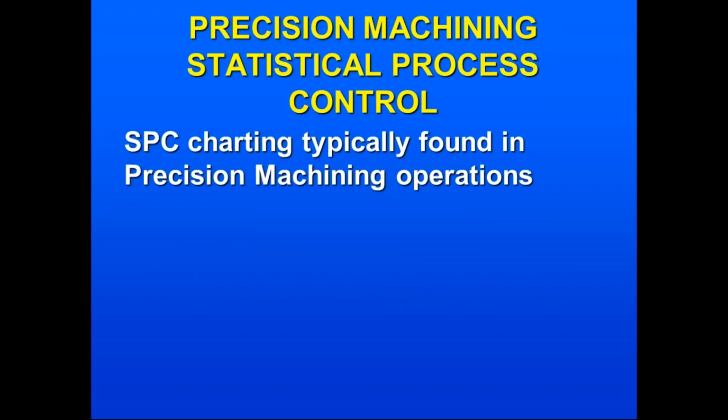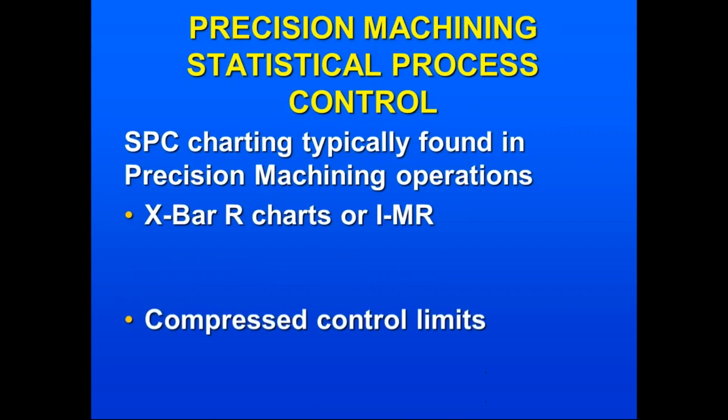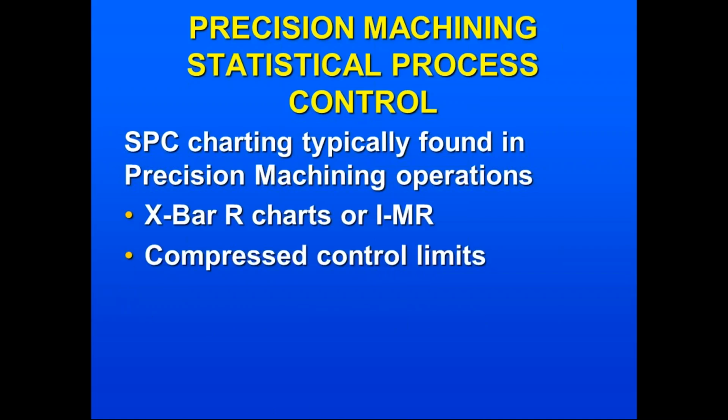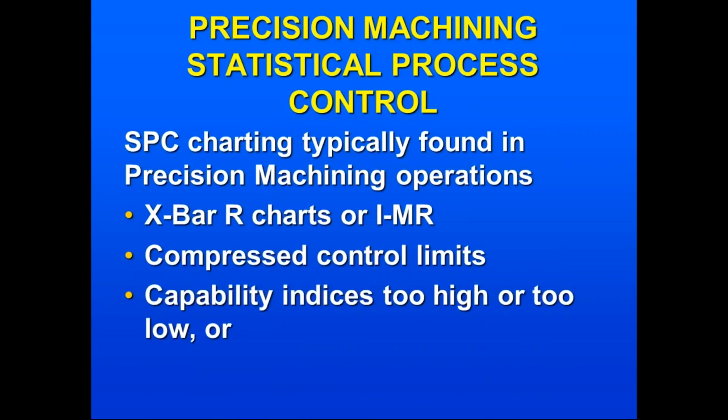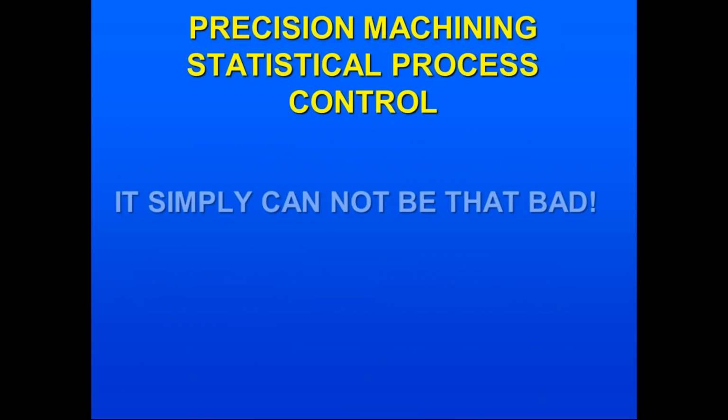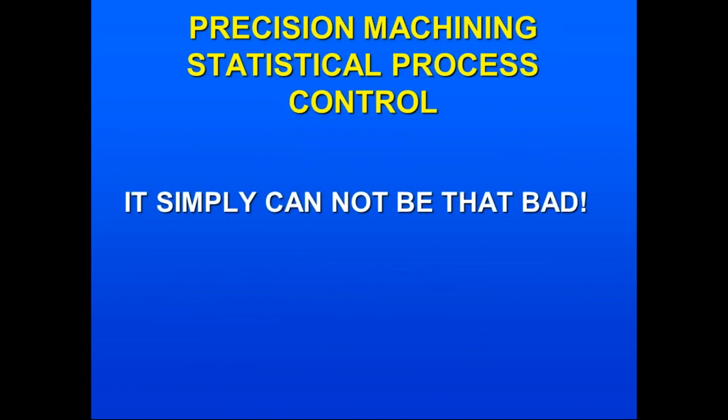It's virtually anything that uses statistics to help make decisions on a process. So when you look at precision machining and the statistical process control that is used with it, you go on the shop floor and you'll typically find SPC charting in machining operations that are X bar and R charts or individual moving range. Oftentimes you'll find them with incredibly compressed control limits, or you'll find capability indices that are too high, too low, or maybe bimodal distributions. But the fact is, it's precision machining, so it simply can't be that bad. So something else has to be going on, and we're going to take a look at that.